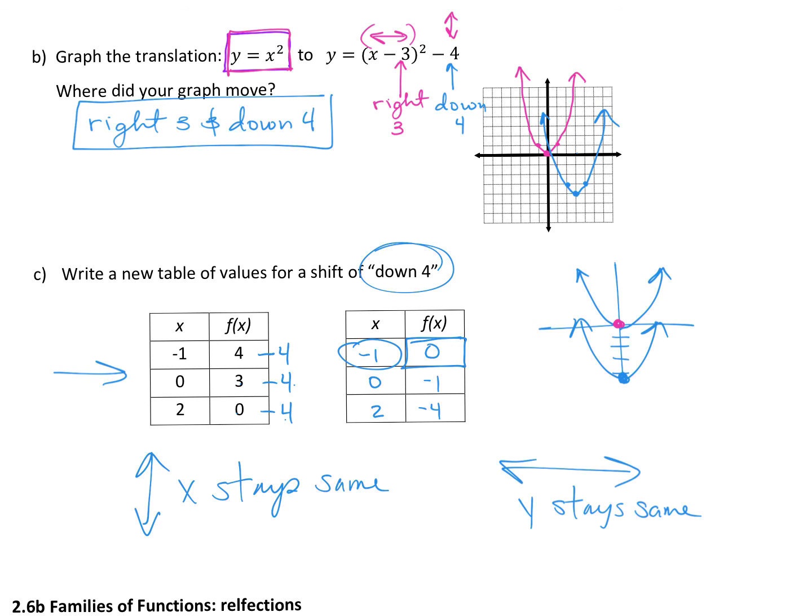Okay, so pay attention to what they tell you. If you're shifting down 4, only the y changes. If you're shifting to the right or to the left, your x value should be the thing to change. Okay? Any questions on that?